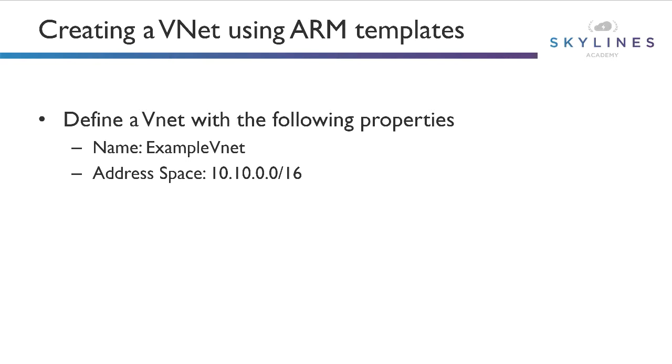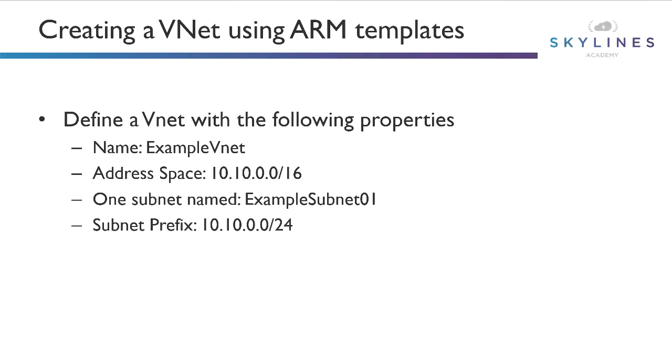So with this, we're going to give it a 10.10 address space borrowing 16 bits. Once we have the Vnet set up, as we learned, we can't really do anything with the Vnet itself, so we need to create a subnet within that Vnet. We're going to create a subnet called example subnet 01, and we're going to give it an address space of 10.10.0.0/24. To do all of this, we're going to create two files.